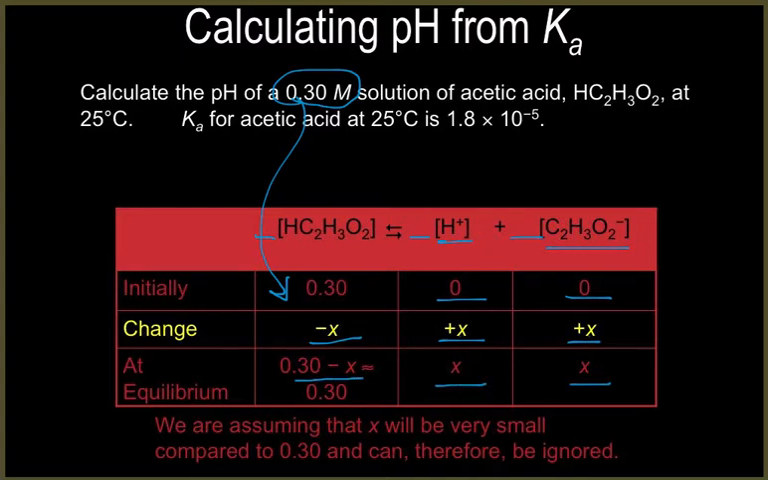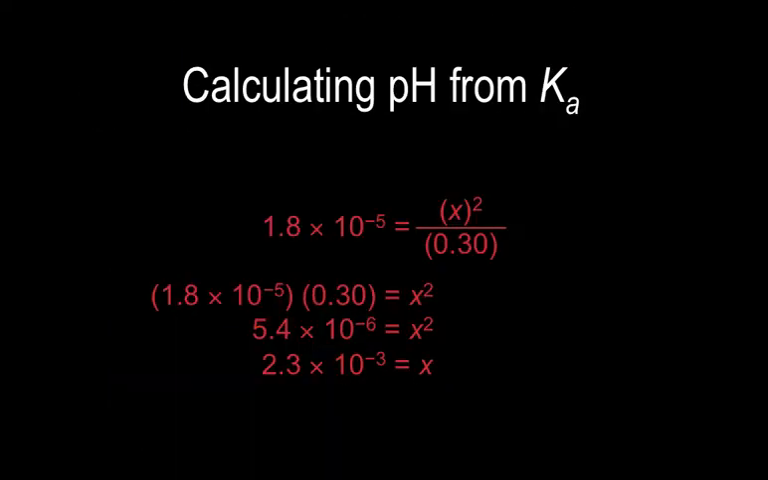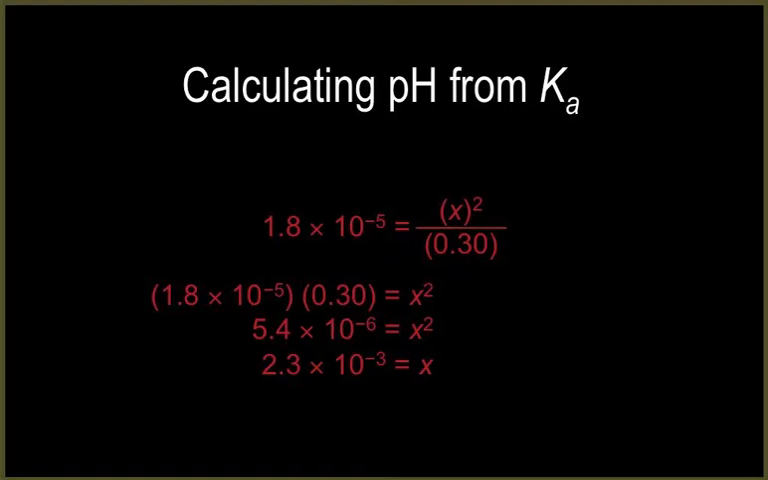Now for all of the ones that we're going to work with, we can assume that X will be very small. The general rule is X has to be 5% or less of the original concentration of the acid. Like you saw in that previous example, it ended up being the same. So we're going to assume that X is small, so we're going to just use 0.3 for the equilibrium concentration of our acid. We still leave these X's in here though. Okay, so then once you do that, we can calculate the X's.